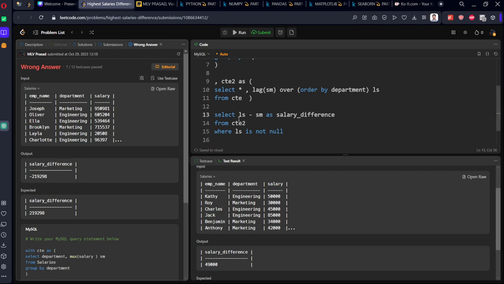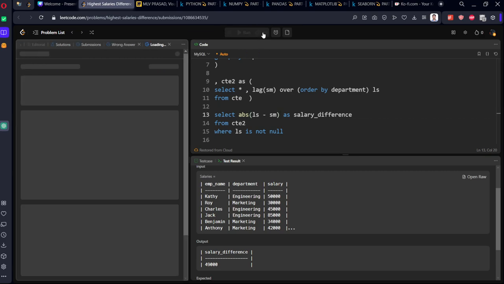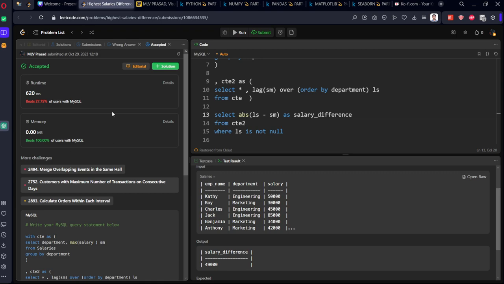Sometimes maybe the LS may be having the highest value, SM may be the highest value. So let's keep absolute. So independent of sign, it will always give me a positive number. Yes, it has been successfully accepted by the platform.